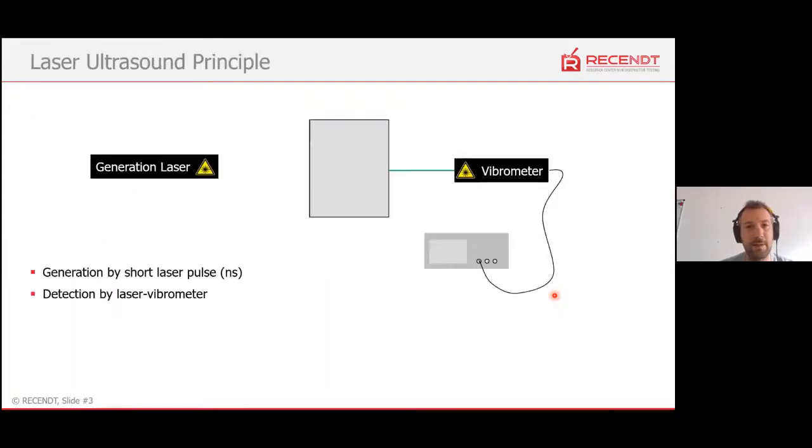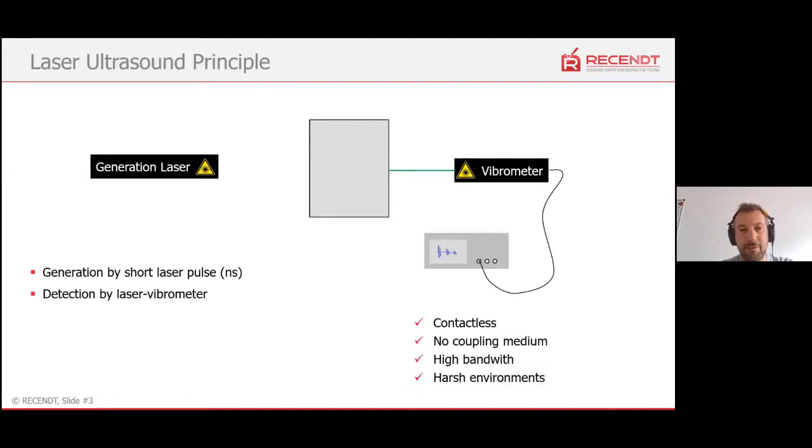So let's start with the laser ultrasound principle. In the non-destructive testing method laser ultrasound, the ultrasound wave is generated contactless by a short laser pulse, which is fired on the sample surface. You can see a thermal expansion of the surface, which causes the ultrasound wave to travel through the material. And with a second laser, we can detect the surface displacement of the ultrasound wave, and we get those typical laser ultrasound signals.